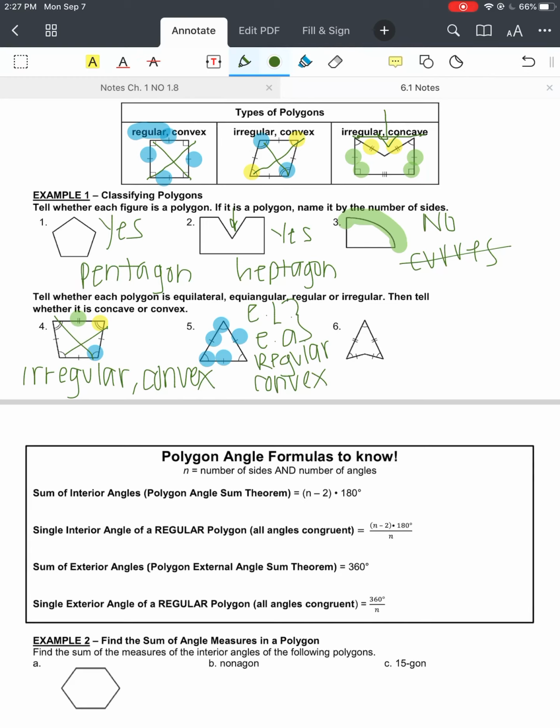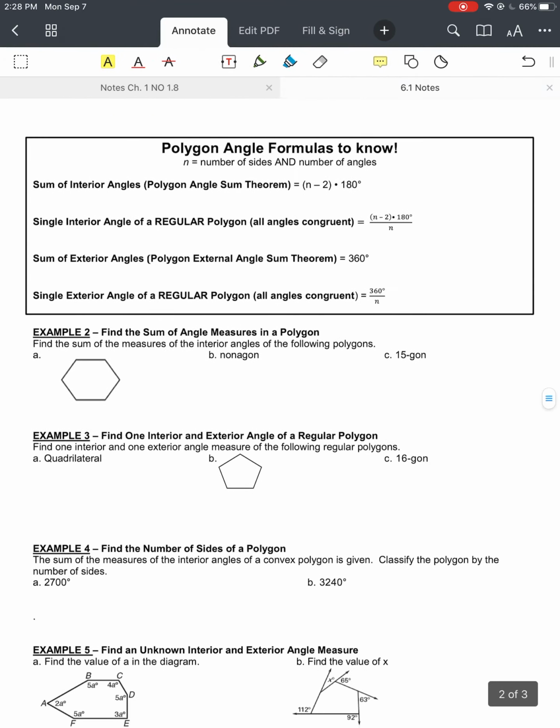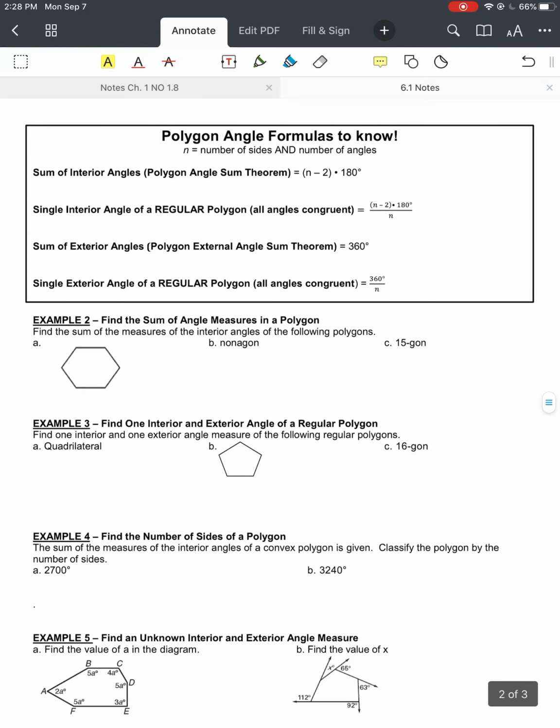Number 6. Go ahead, try this one on your own. Again, check it against the key. Ask yourself, are all sides the same? Are all angles the same? Does it cave in anywhere? Can you draw a diagonal on the outside? All right, so that's it for classifying polygons.